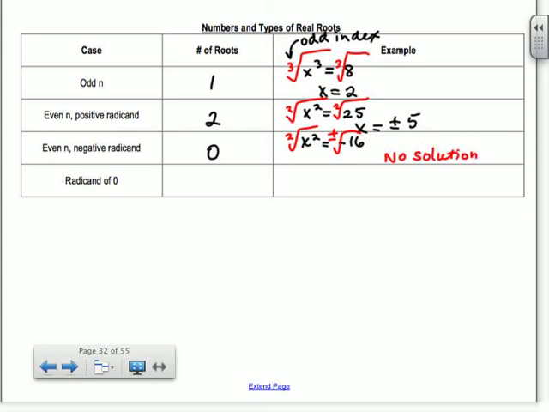Okay, and then a radicand of 0. It doesn't matter if it's an even root or an odd root. If you had x to the 4th equals 0, when you take the 4th root of both sides, you can write plus or minus out front, but the 4th root of 0 is still 0. So there's just one answer. So these are the number of answers.